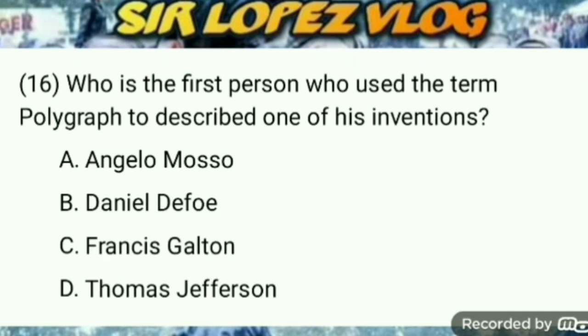16. Who is the first person who used the term polygraph to describe one of his inventions? A. Angelo Mosso. B. Daniel Defoe. C. Francis Galton. Or D. Thomas Jefferson.